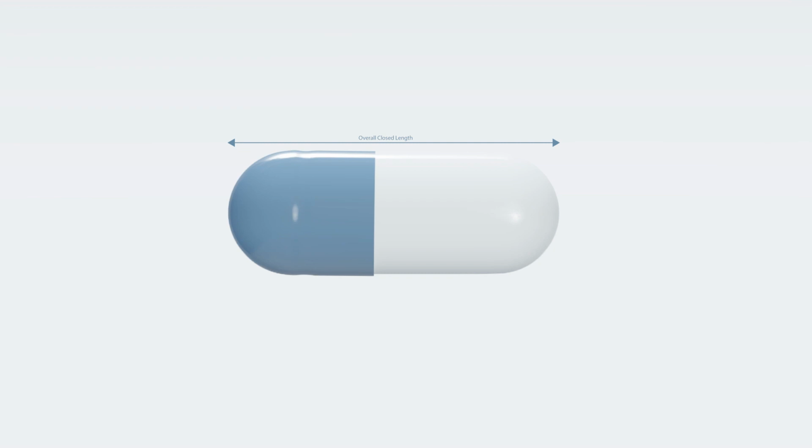Overall closed length measures the size of the capsule when it's closed shut with a formulation inside. The cap length is the shortest part of the capsule. This part fits over the top of the body once filled with the formulation. The body is the longer end of the empty capsule and filled with the formulation.